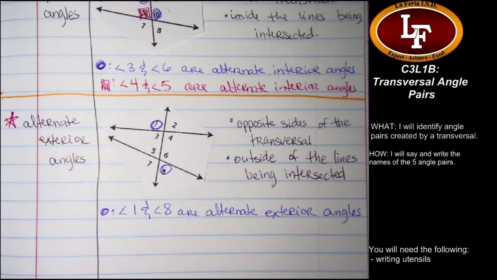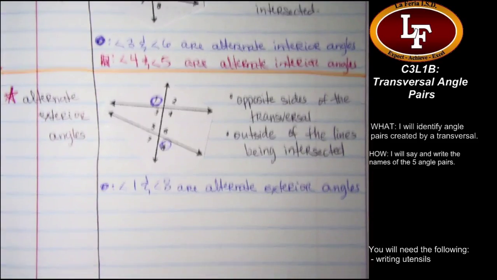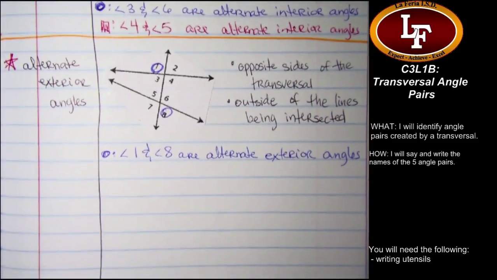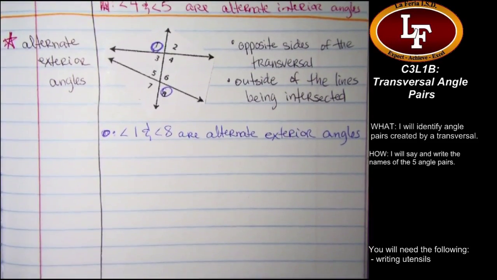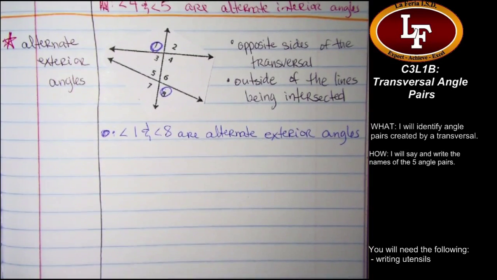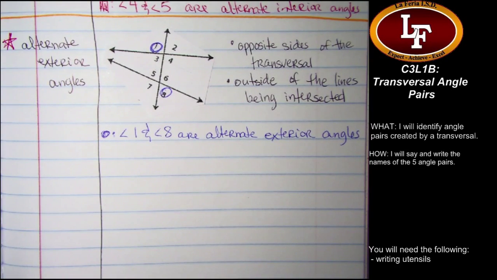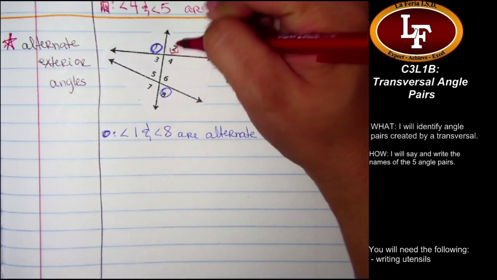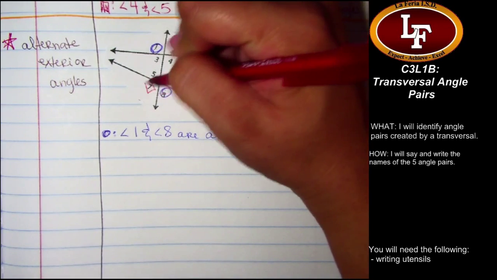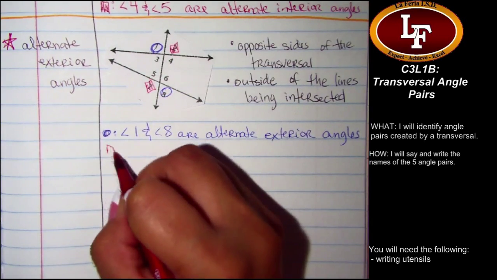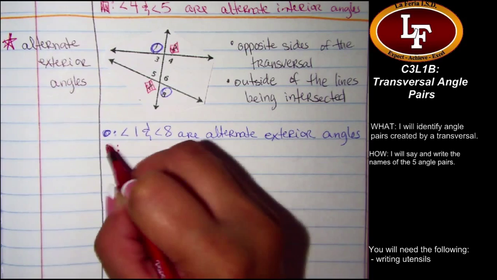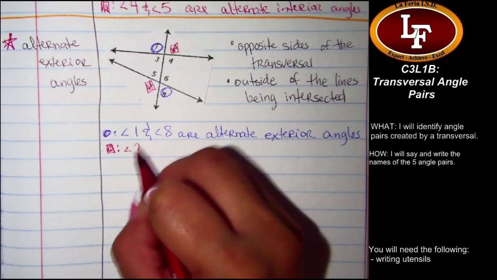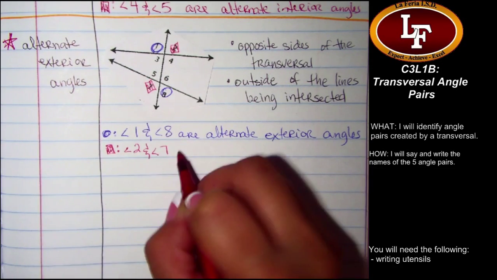What's the other pair? 2 and 7, says Andy. What do you think, Troy? 2 and 7? Yes. They are on opposite sides of the transversal, and they are on the exterior of the lines being intersected. Nicely done, gentlemen.